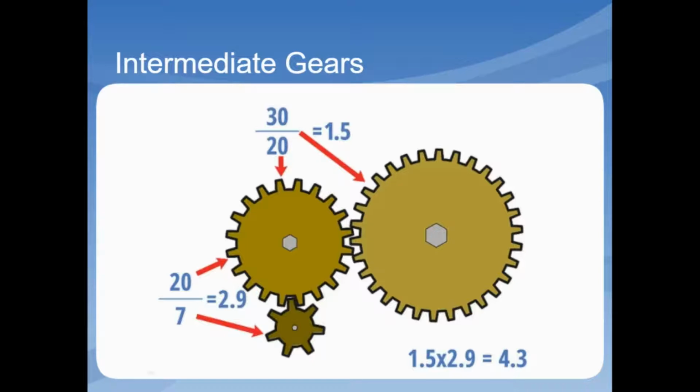1.5. I want you to note and understand that neither of these are equal to the gear ratio for the entire train of 4.3. However, also note that 20 divided by 7 times 30 divided by 20 equals 4.3. So in general, the intermediate gear ratios of the gear train will multiply together to equal the overall gear ratio.